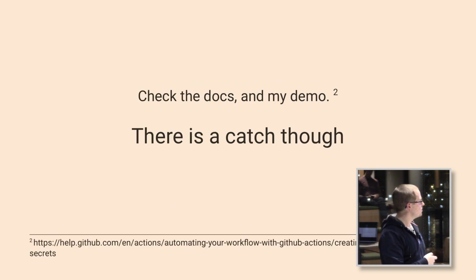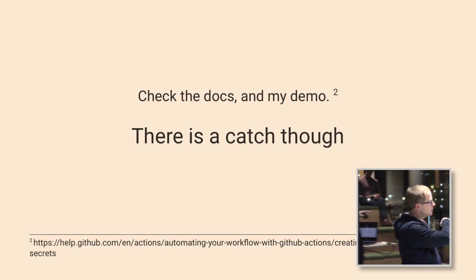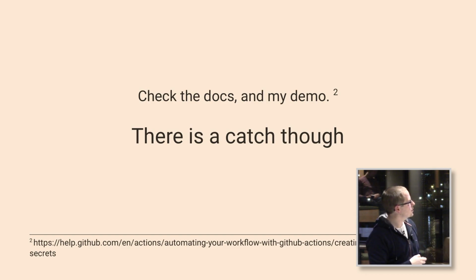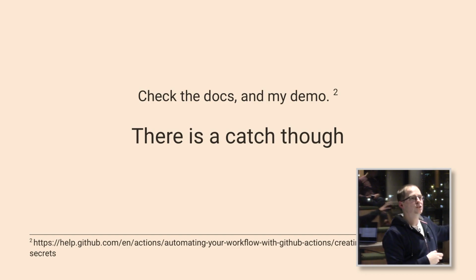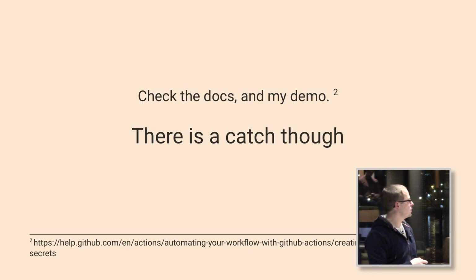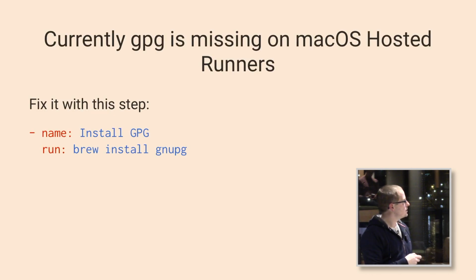I did the second thing. Here's the documentation that I linked before, but this is not a specific link for creating and using encrypted secrets. If you use this documentation, it won't work, because there's one single catch that for some reason GitHub has forgotten about, and that's currently GPG is missing on macOS hosted runners. But fortunately, it's easy to fix with the Brew install.